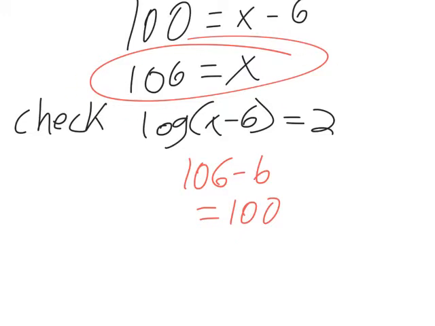If it had turned out to be negative, then we would not be able to keep it. We'd have no solution in this particular problem. So that's all that you're looking for. A lot of times you can do the check in your head. You just look to see what the argument is, and you can say, okay, if I plugged in 106 right here and subtracted 6 from that, what would I get? And as long as it's a positive number, then you're fine. All right?